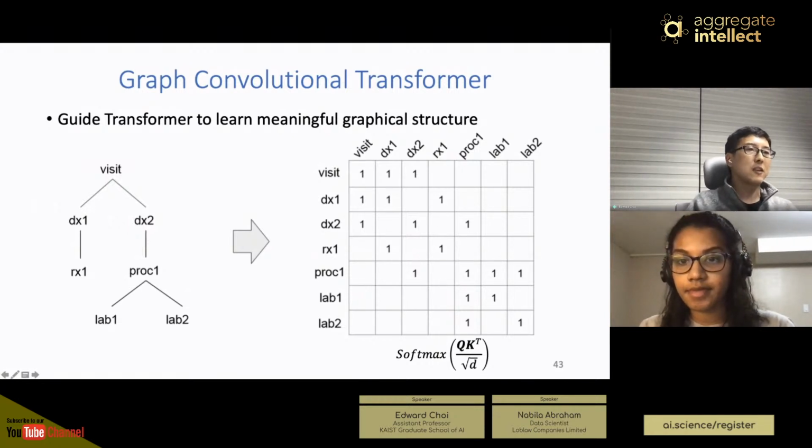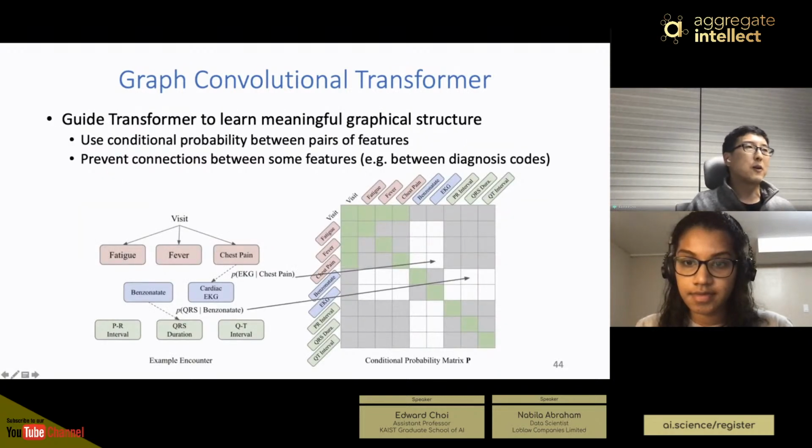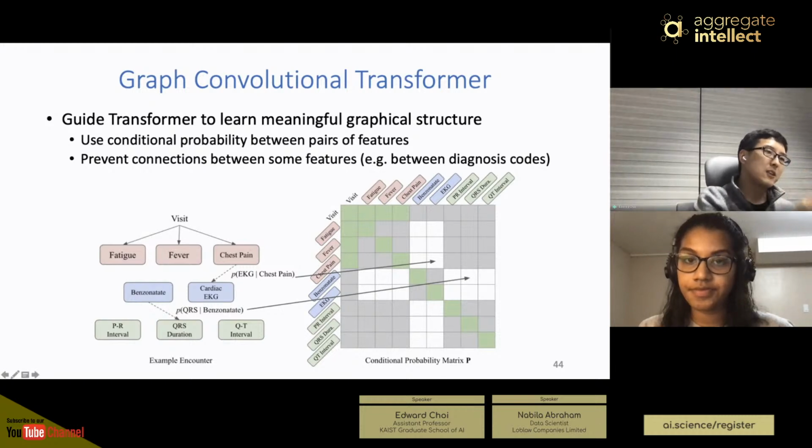Can we guide the attention maps of the transformer so that they reflect the true structure of the EHR, the hierarchical graphical structure of a visit? The way I thought about it is maybe we can go hybrid. We mix the two flavors: the purely data-driven transformer self-attention, and the purely domain knowledge-driven GCN, the graph nets. The way I do it is you don't start from scratch. You start with prior knowledge, and then you apply the attention maps.